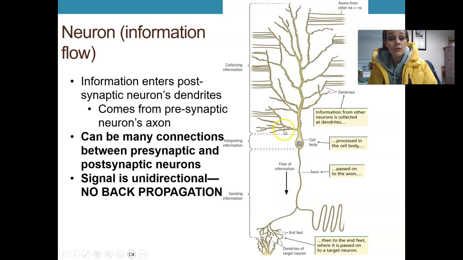Now, one thing that I really want to impress upon you is that this flow of information is unidirectional. This signal does not backpropagate, it does not go in two directions, and it does not move backwards. It only moves in a unidirectional way from the dendrites to the cell body, down the axon to another neuron. It does not travel backwards.